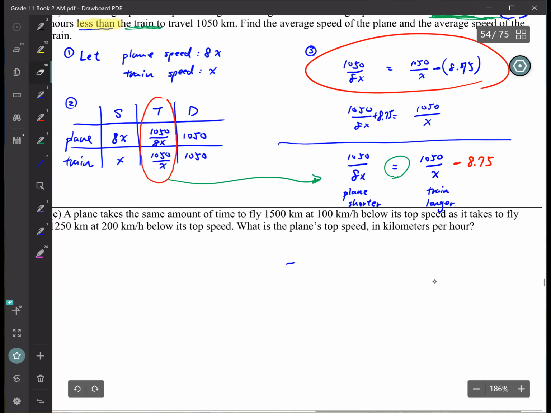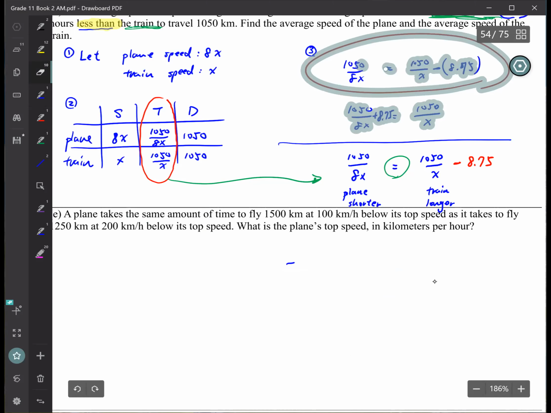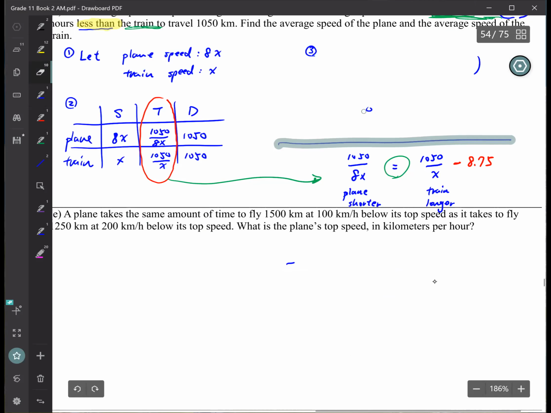So let me erase this part, and bring this up.